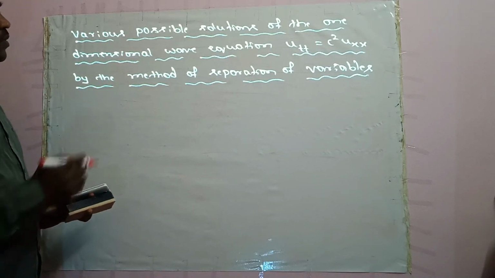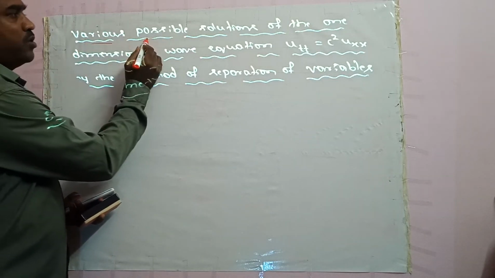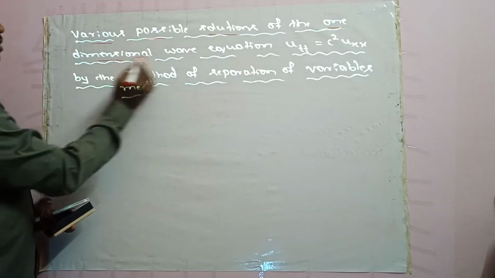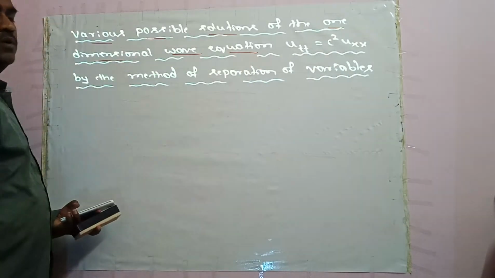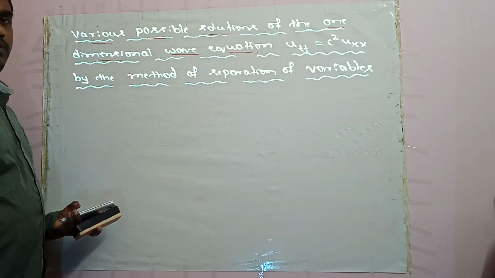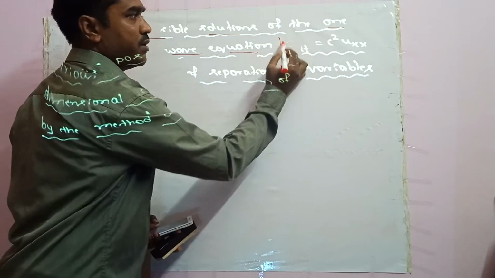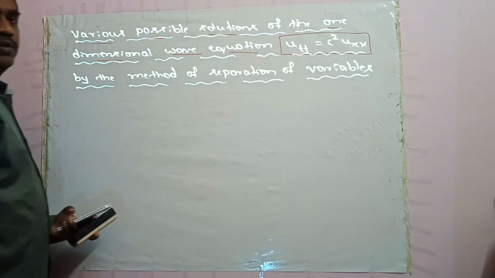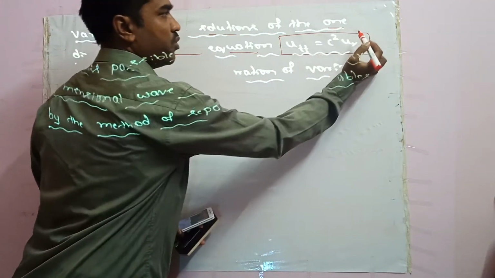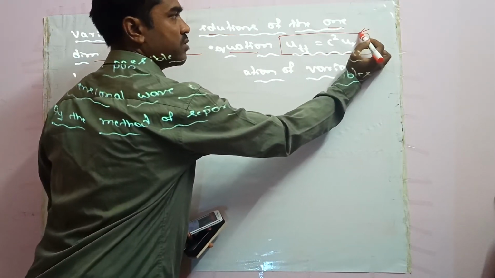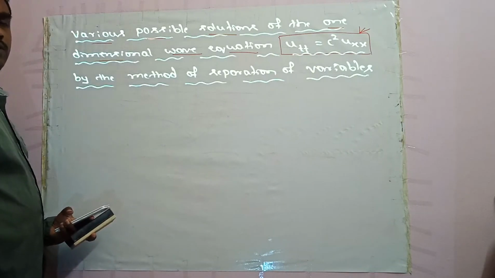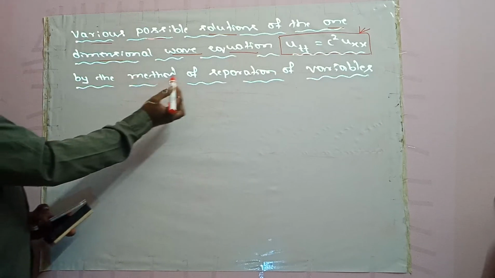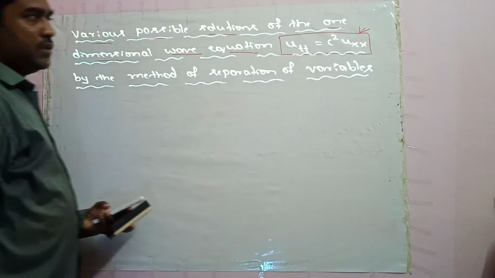Now let us see various possible solutions of the one-dimensional wave equation. We have already derived the one-dimensional wave equation, which is written here. This is the one-dimensional wave equation. Now we are going to find the various possible solutions of this wave equation by the method of separation of variables. Let us see.